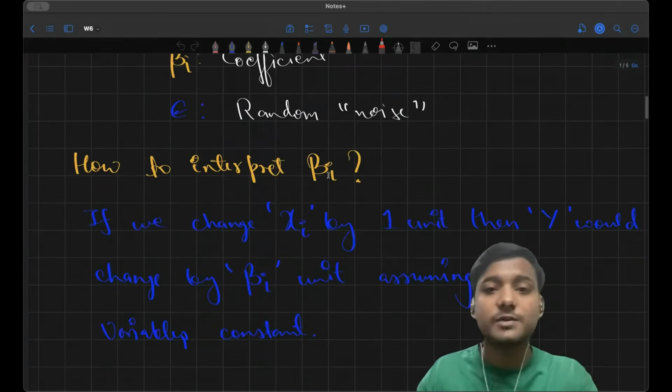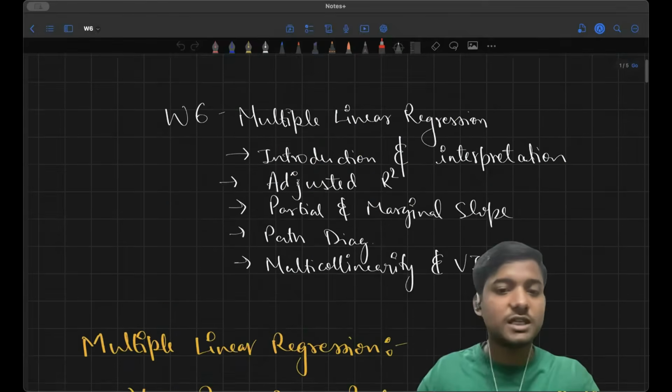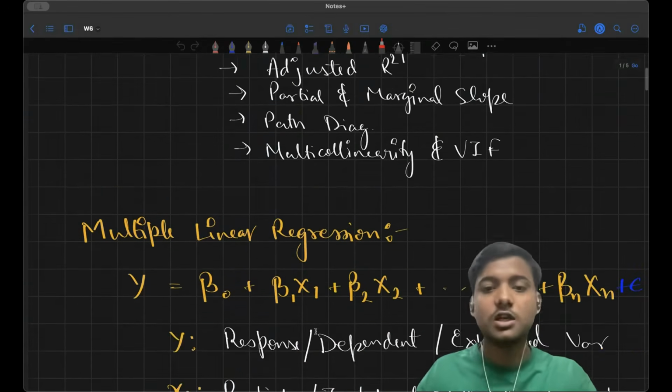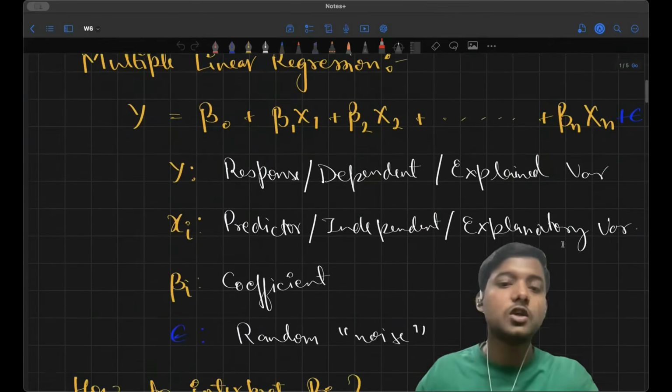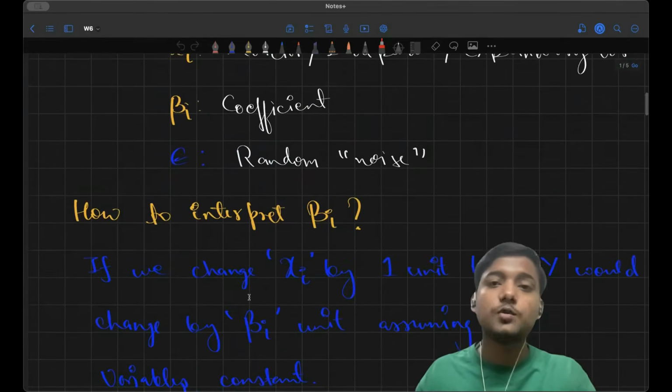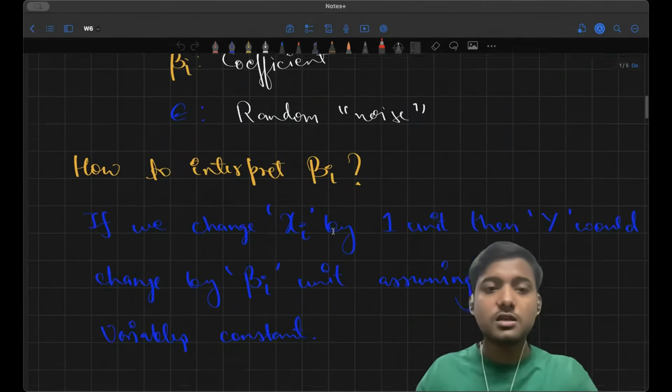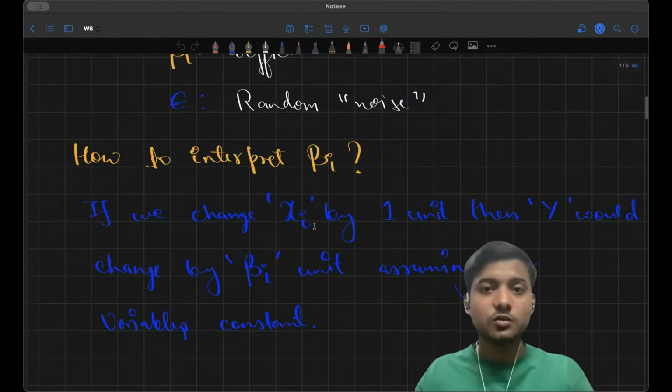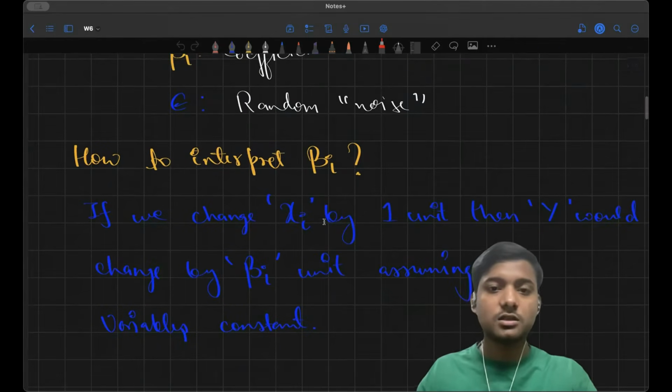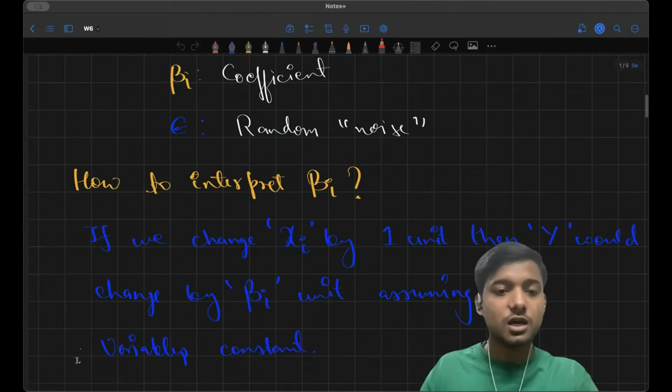So first we should know how do we interpret beta 1. Whatever you have here, these beta i's, let's say beta 1 corresponds to x1, beta 2 corresponds to x2, and so on and so forth. So whenever there is a question, how do we interpret beta 1 and all that stuff, you should understand that if we change xi, whatever predictor variable you have, by 1 unit, then y, which is the one you are trying to predict, changes. So xi is your explanatory variable, y is the variable which you are trying to predict. If I change x1 by 1 unit, then y would change by beta 1, given that other variables are constant. So this is the important part, other variables are constant.